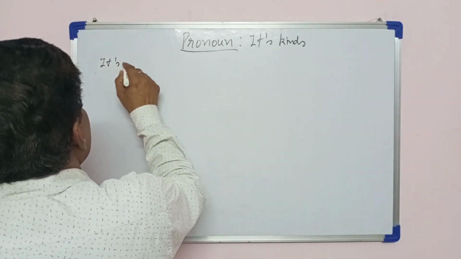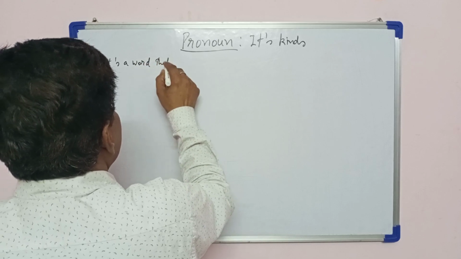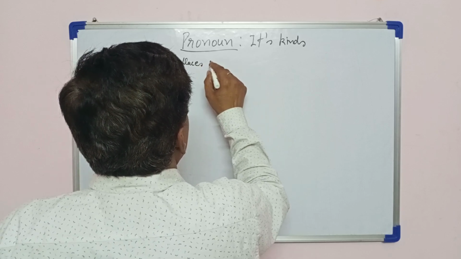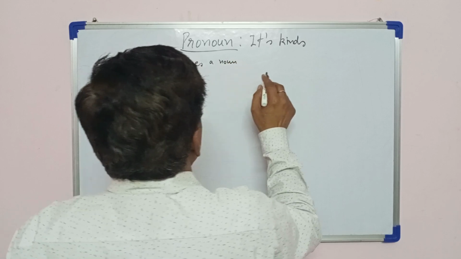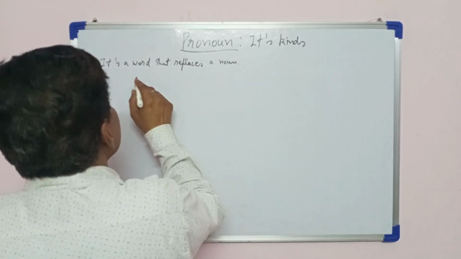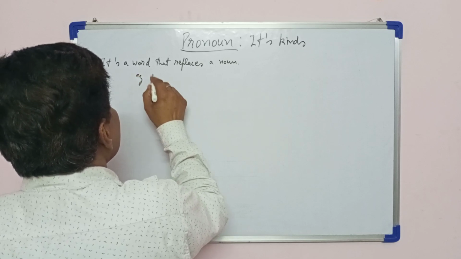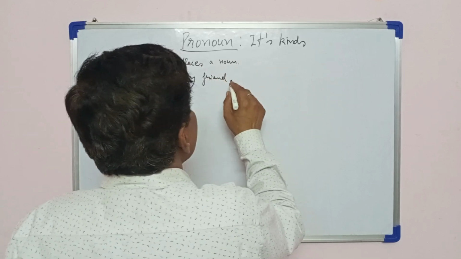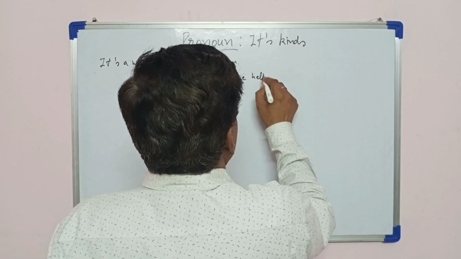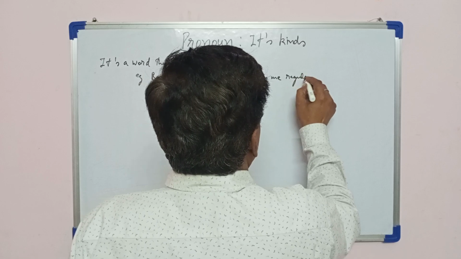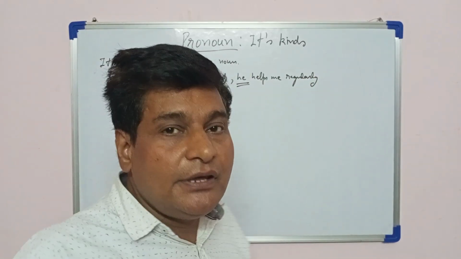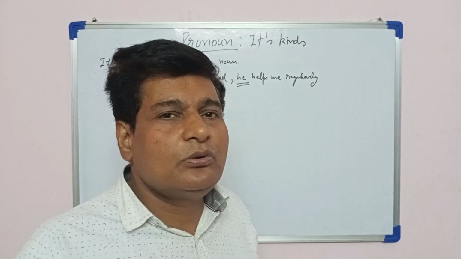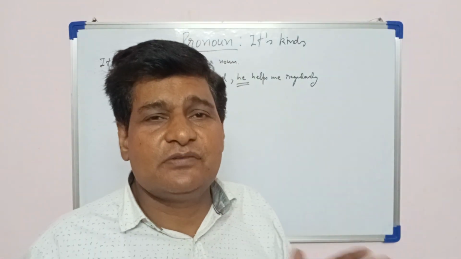It's a word that replaces a noun. Example: Ram is my friend. He helps me regularly. So here, he is a pronoun that replaces Ram. We need not write Ram again. It would not look good. So we use pronouns. So this is the importance of a pronoun.